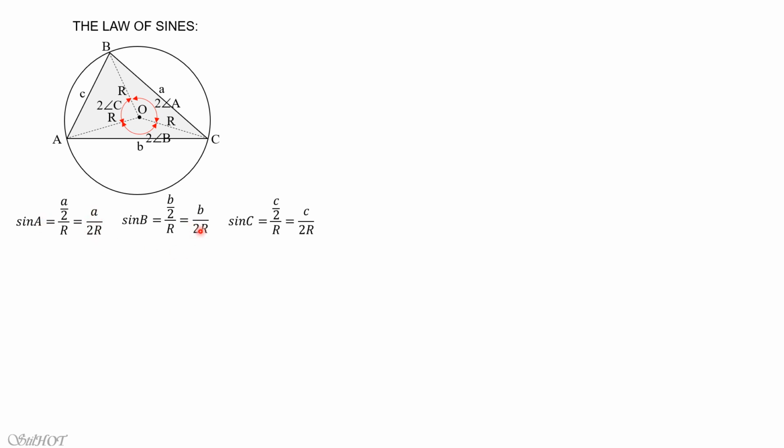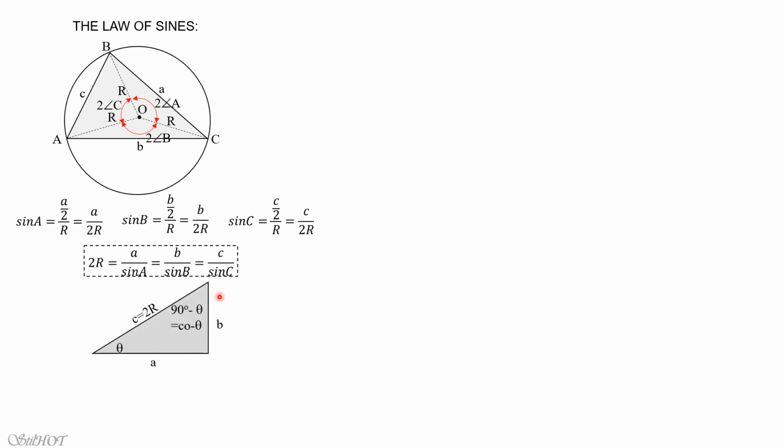From this equation, 2r equals b over sine angle B, and from this last equation, 2r equals c over sine angle C. So that is the law of sines: 2r equals a over sine angle A equals b over sine angle B equals c over sine angle C. So that's the law of sines.